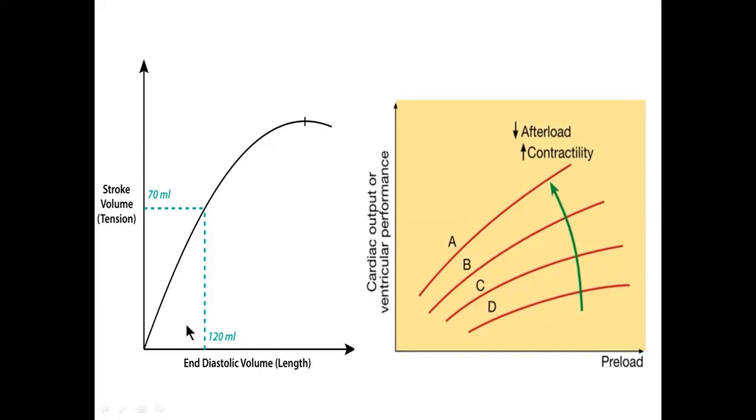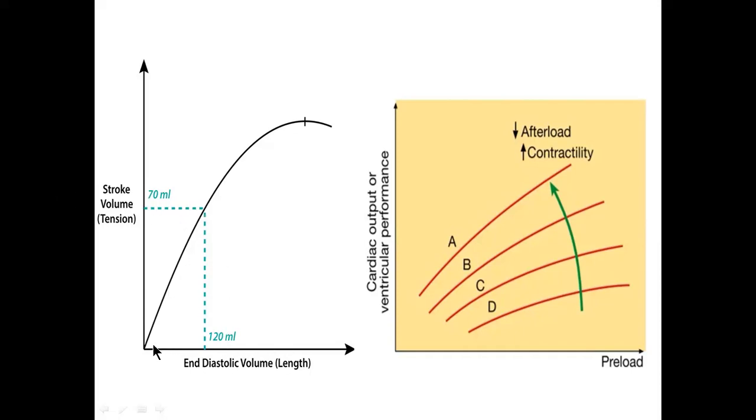So approximately here in normal healthy individuals, out of the 120 ml of the end-diastolic volume, which is the normal end-diastolic volume, 70 ml will be ejected out. And this is almost 60% of the 120 ml. So the ejection fraction here is around 60%. And this is a normal ejection fraction. This is a normal healthy heart.